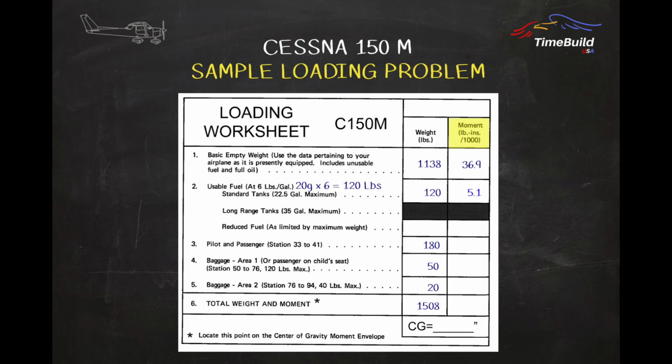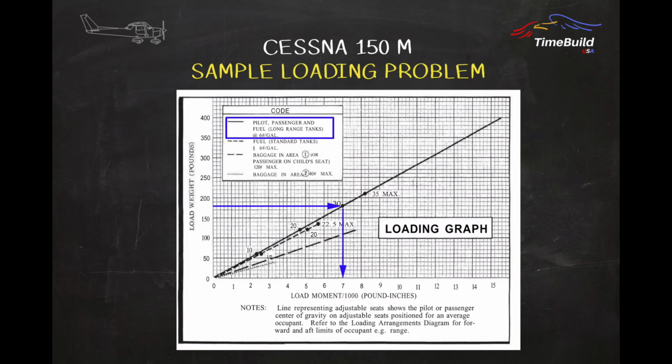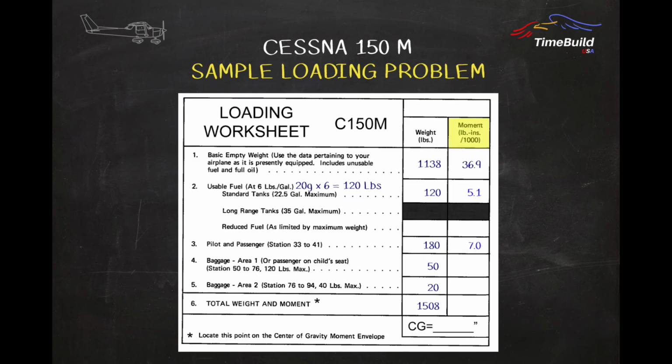Next, we'll find the moment for the pilot who weighs 180 pounds. Enter the graph on the left side at 180 pounds and move right until reaching the solid line representing the pilot and front passenger station. From there, move straight down to obtain a moment divided by 1,000 of 7.0. Enter the moment on the line adjacent to the pilot on the form.